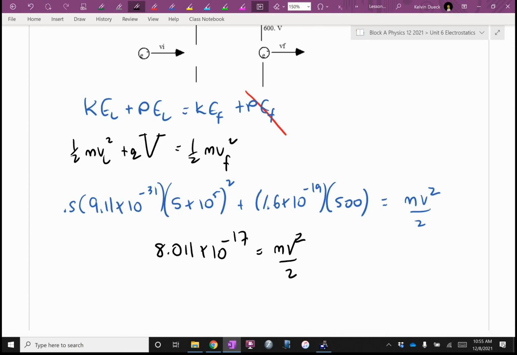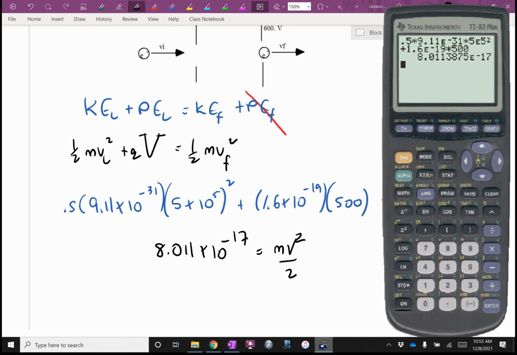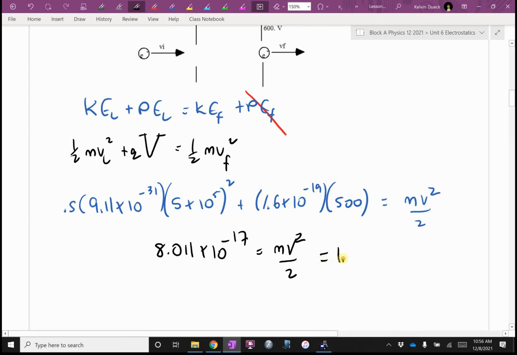Now what? Times by 2? Divide by m? Okay. Or if you don't want to times by 2, yes, you can still divide by 0.5. You know who you are. Times by 2, divide by 9.11. Hey, Mr. Dewick, doesn't the m cancel? Is there an m in everything? Not in the qV. Square root: 1.33 times 10 to the 7th, even faster. Right? Roughly 1/20th of the speed of light. Yeah, this is what particle accelerators can do.